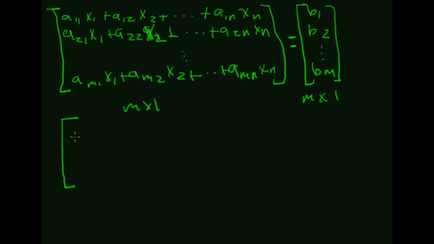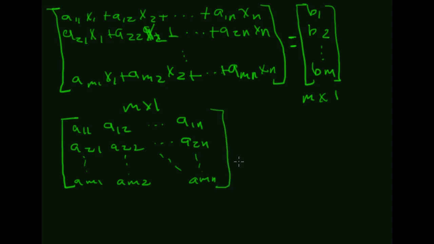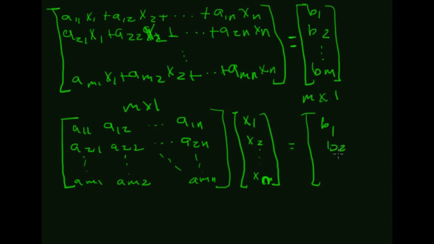But I can decompose this one on the left. I can put all the coefficients into one matrix. Right? And then I can put all the variables into another matrix, x1, x2, down to xn. Okay, and then set that equal to b1, b2, down to bm. So this matrix is an m by n matrix times an n by 1, so that matrix multiplication works, returning me an m by 1 matrix.